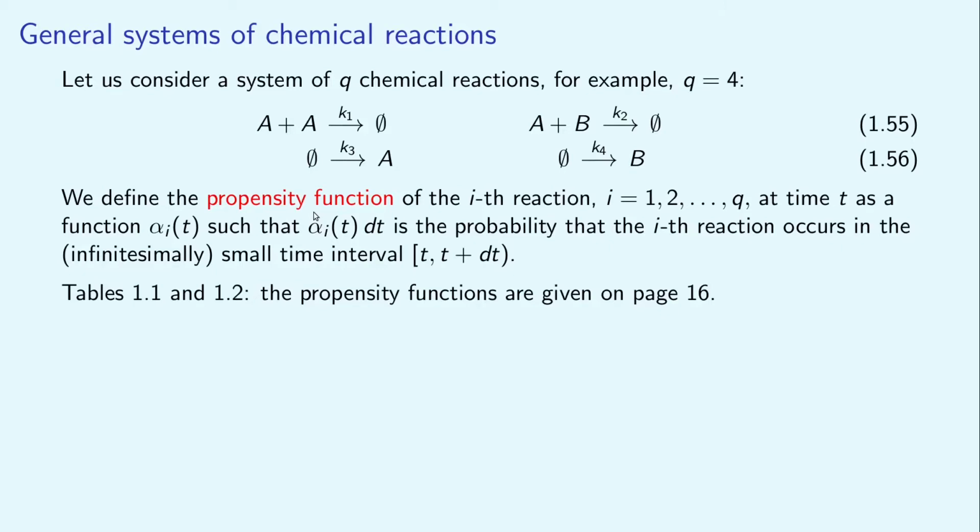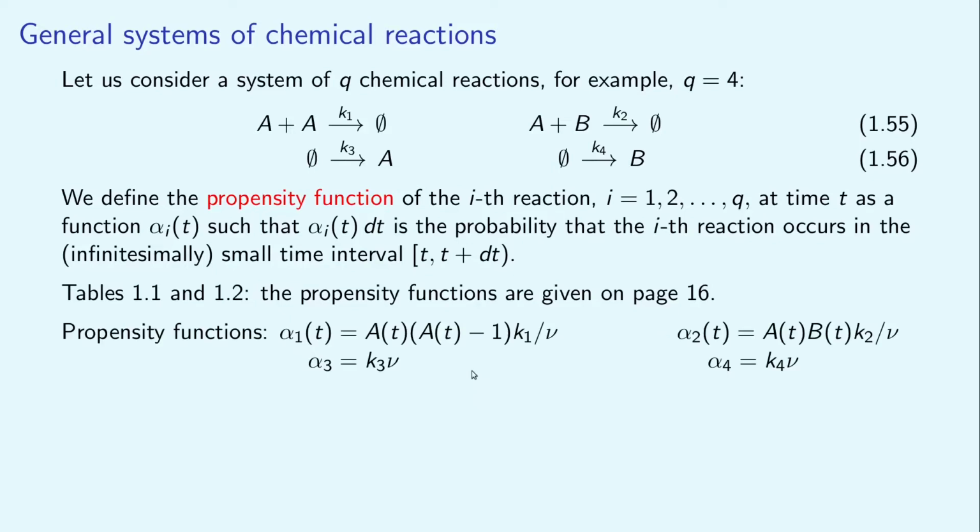To develop a stochastic simulation algorithm, we need to introduce a probabilistic definition for each reaction. As in lecture 1, we will do this by assigning a propensity function to each reaction. It is a function alpha_i such that alpha_i times dt is the probability that the ith reaction occurs in the infinitesimally small time interval t plus dt. We already know what the propensity functions are for production and degradation reactions. For all other reactions, we can find them in tables on page 16 of the lecture notes. Looking at these tables, we obtain the following propensities for our illustrative system.